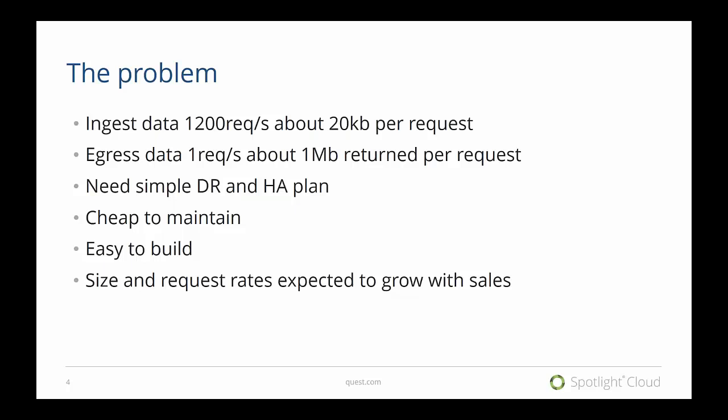Our problem is we ingest data at about 1200 requests a second and about 20 kilobytes in every request, and we wanted to write that data straight into Cosmos immediately. We egress data at about 1 request a second and maybe about a megabyte return per request. We also wanted some way of adding disaster recovery and high availability to our solution. We wanted it to be cheap to maintain, as everyone does, and really easy to build. We expected the size and request rates to grow as we started selling the product more and more, so we needed something that would scale up with us.